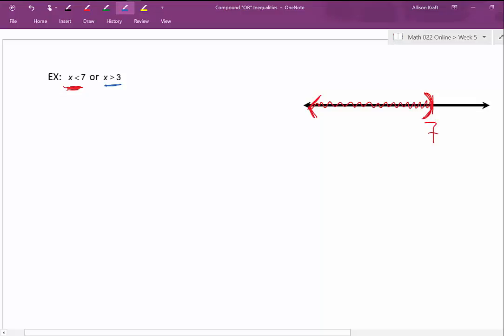X is greater than or equal to 3. I find 3 on the number line. X is greater than or equal to, which means I'm shading to the right. Since it's or equal to, I use a square bracket.